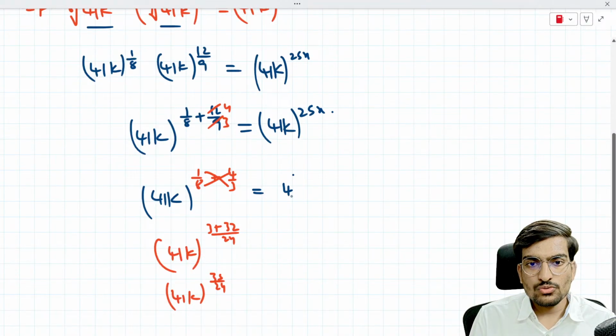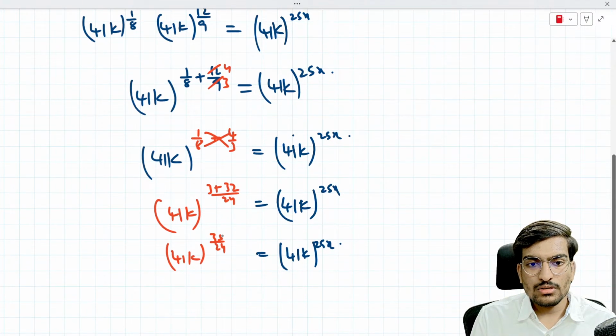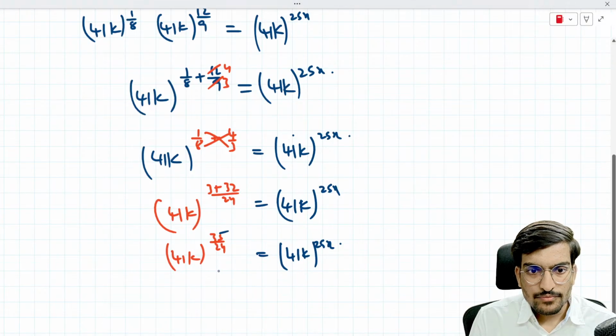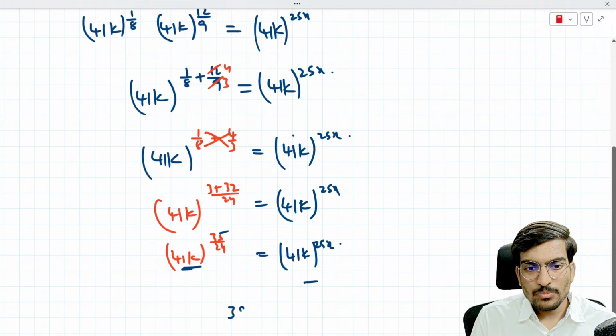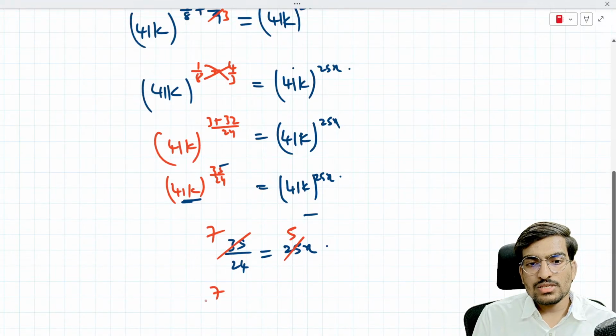That equals 41k whole raised to the power of 25x. The same thing we are continuing. We are trying to find the value of x. So here this is 35. Now bases are equal, equate powers. 35 by 24 equals 25x. So we just have to reduce it: 5 sevens, 5 fives. So 7 by 24 into 5 equals x.